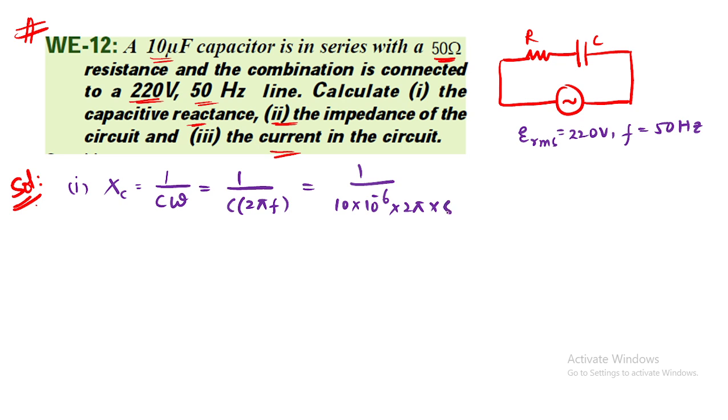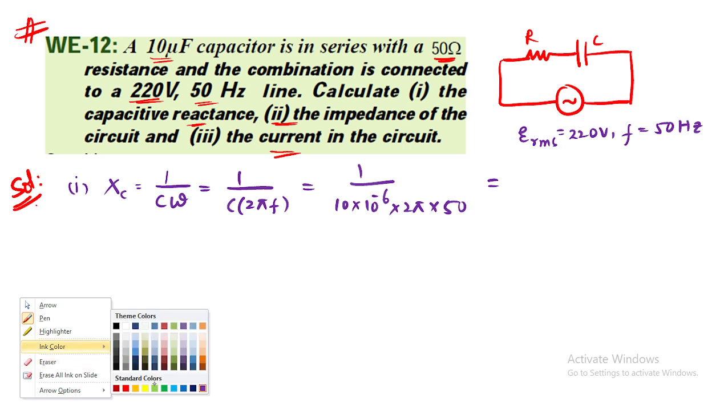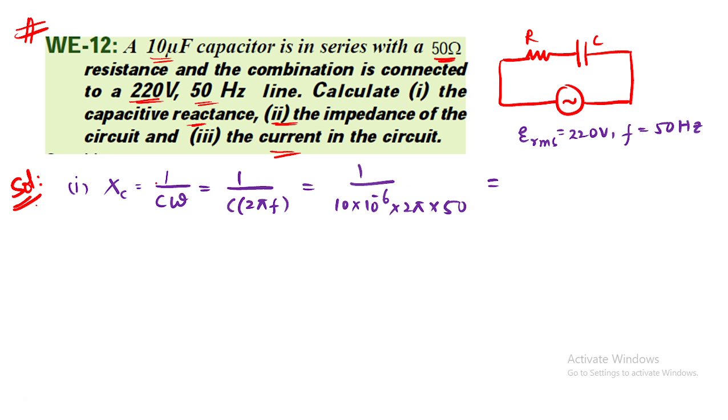And F is how much here? 50 hertz. The total answer will be your capacitive reactance. What is the answer? Tell me. 10 into 2 into 5 is also 3 zeros. So 10 power minus 3 will be there, no? So 1000 divided by pi will be your reactance. Check your answer. Same answer.